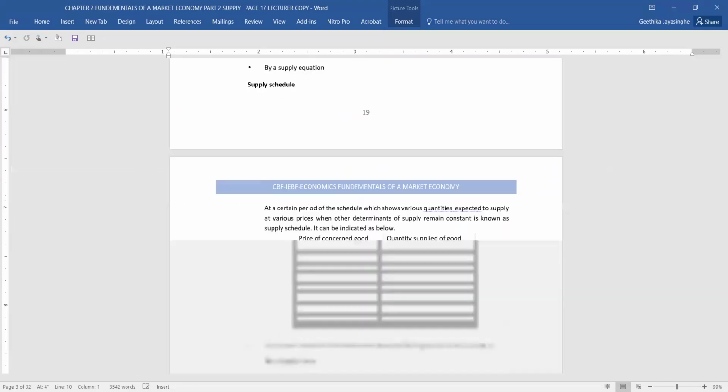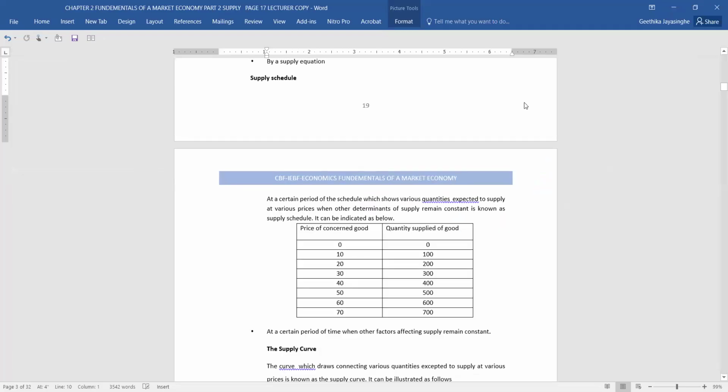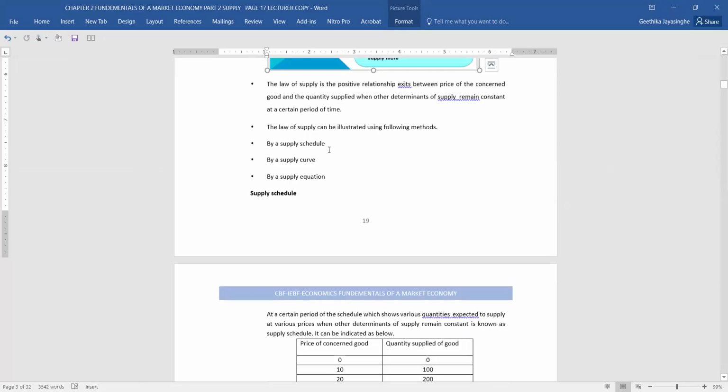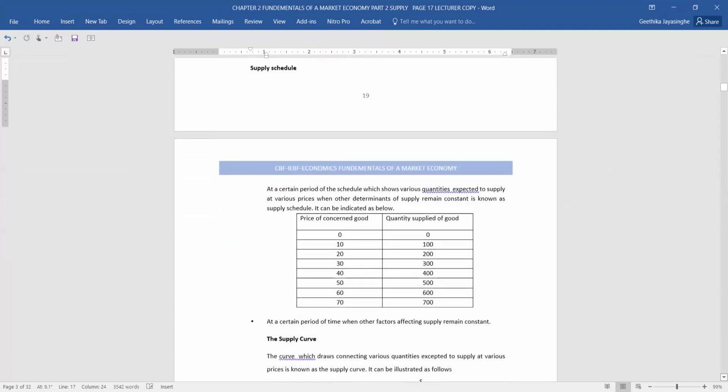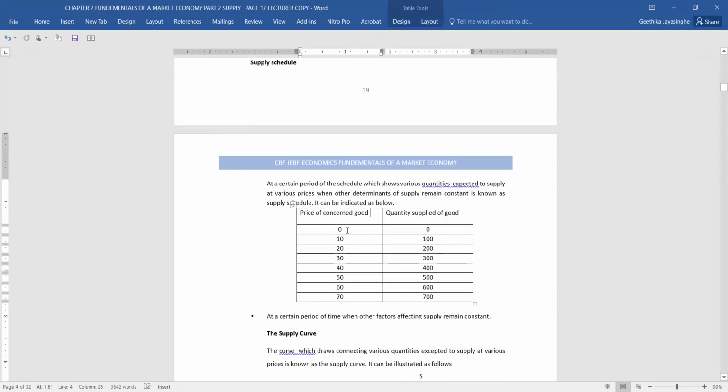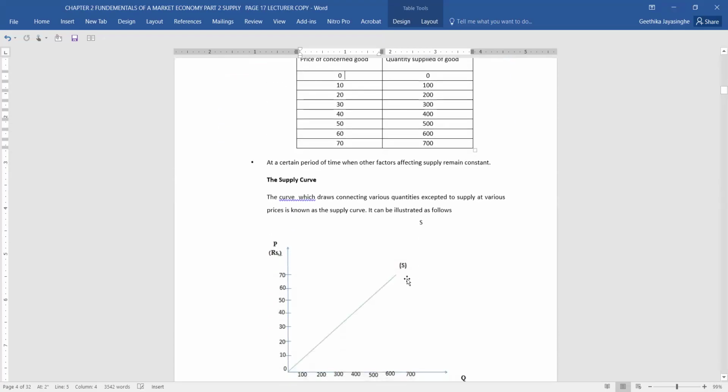Okay, so then they say supply can be studied by supply schedule, by supply curve, and by supply equation. And here you are given a database. Price of concerned good from 1 to 70. It's all printed for you, and the quantity supplied is also given to you. And you are to draw the supply curve. Shall we draw that?